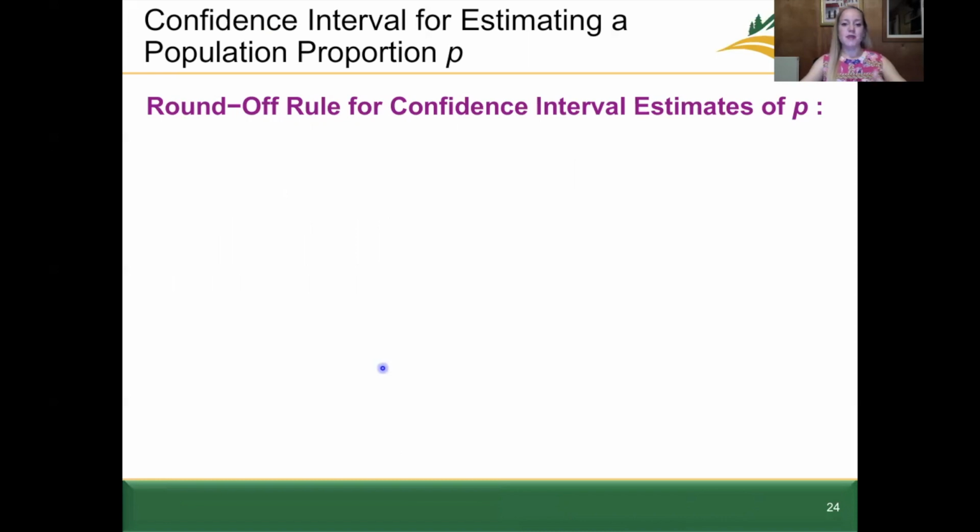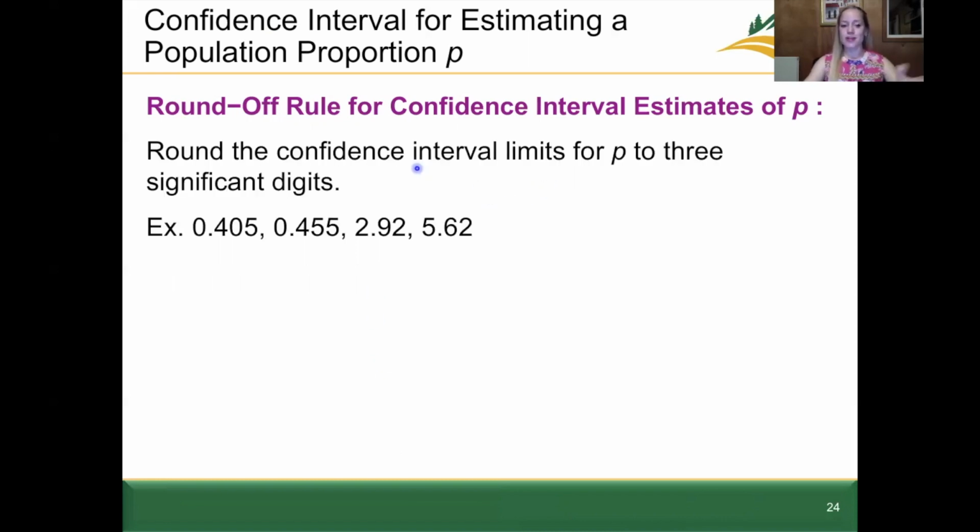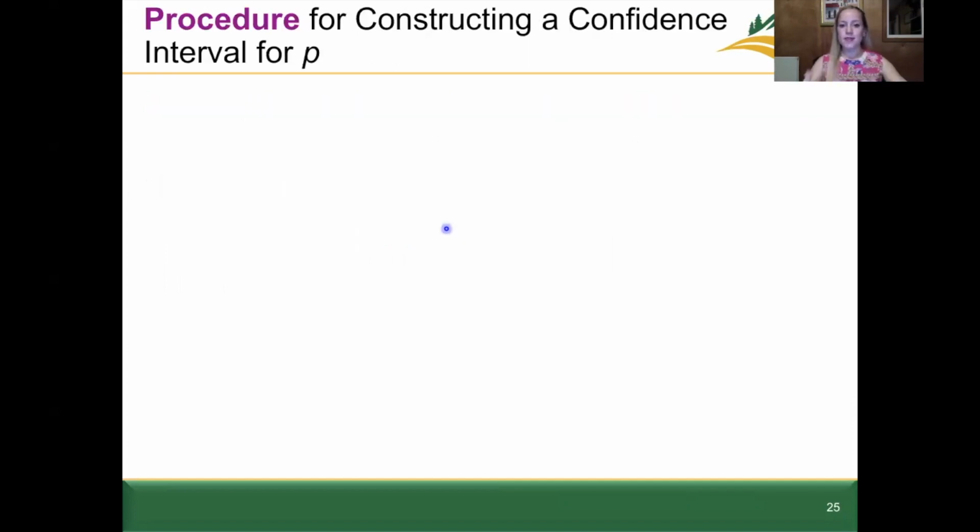Another detail to be aware of is that for confidence interval estimates, there is a round-off rule. You want to round the confidence interval limits for p to 3 significant digits. For example, 0.405 and 0.455 all have 3 sig figs, along with 2.92 and 5.62, which also have 3 sig figs each. Okay, so we went through all these considerations. Now we're going to sum up all the procedural steps.